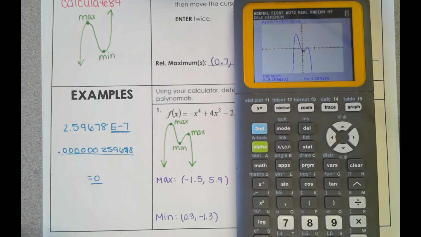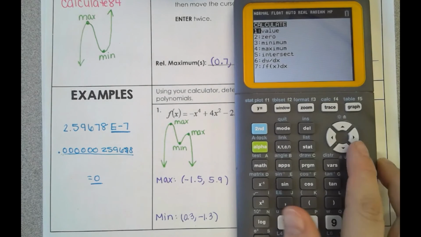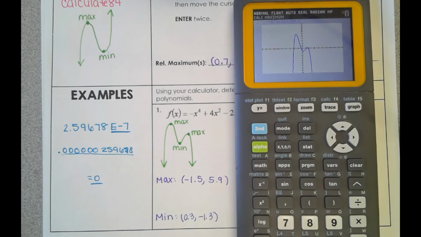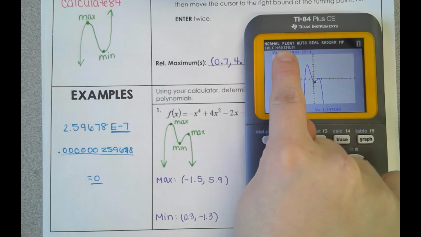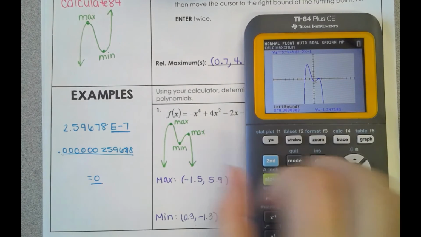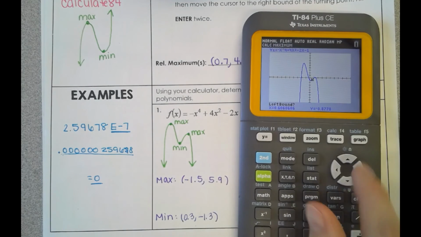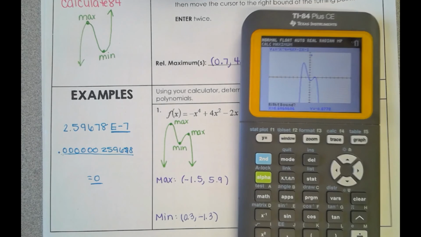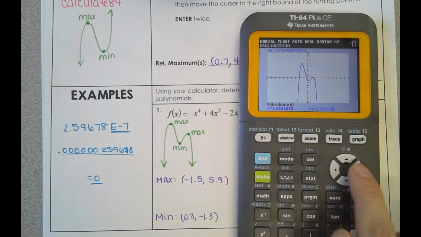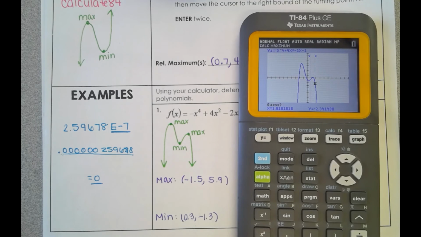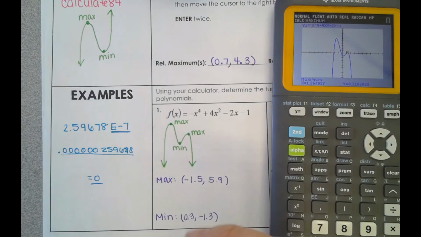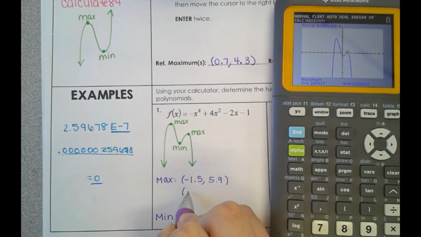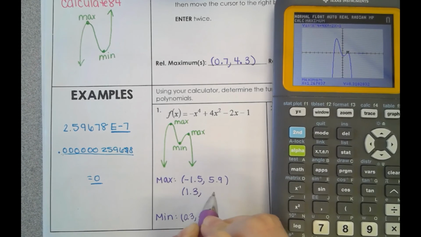And then we'll get the other maximum, that next little hill. Second trace, go down to maximum. Now, if you ever click one and you don't remember if you clicked max or min, look up there at the top. It actually tells you. So left bound, that's about good. Enter. Okay, let's go to the right of it. Enter. And hit enter again. And it gives us 1.3, 0.3.